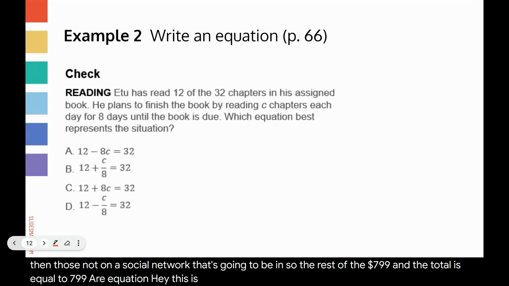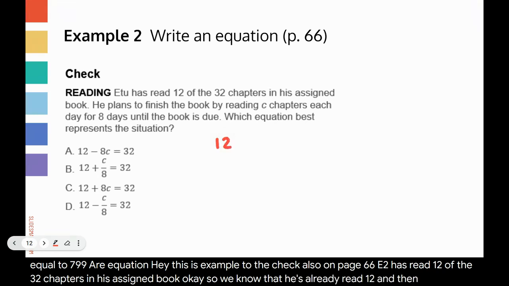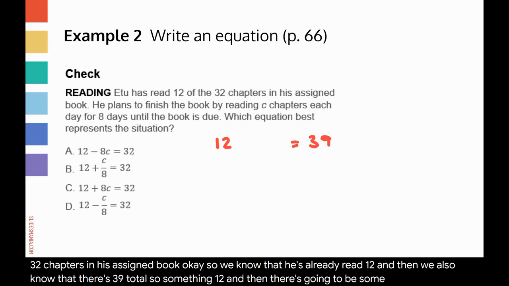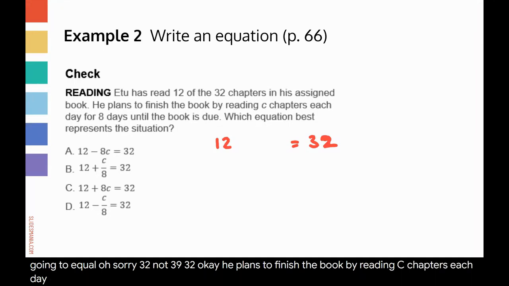Okay, this is example 2, the check, also on page 66. E2 has read 12 of the 32 chapters in his assigned book. Okay, so we know that he's already read 12. And then we also know that there's 32 total. So something 12, and then there's going to be some more stuff, and it's going to equal 32. Okay, he plans to finish the book by reading C chapters each day for 8 days.